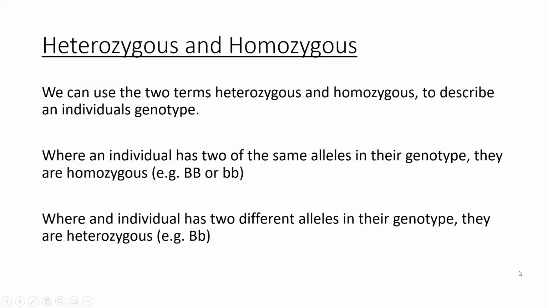We can use the two terms heterozygous and homozygous to describe a person's genotype. If a person is homozygous, homo means same. So where an individual has two of the same alleles in their genotype, they are homozygous. So big B, big B, they're both the same. That is a homozygous individual. Little b, little b is also homozygous because the person has two of the same alleles in their genotype.